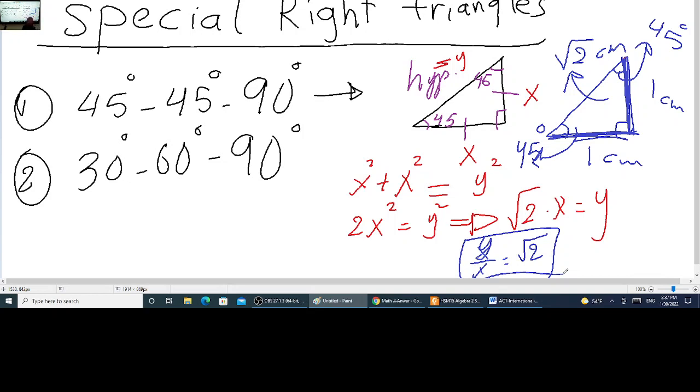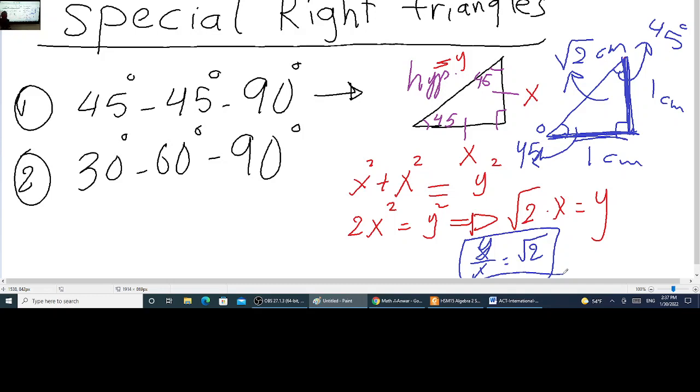So if you have any right triangle with 45, 45, 90 angles, then the hypotenuse is the square root of 2 times the other sides. Okay? The other sides are equal.